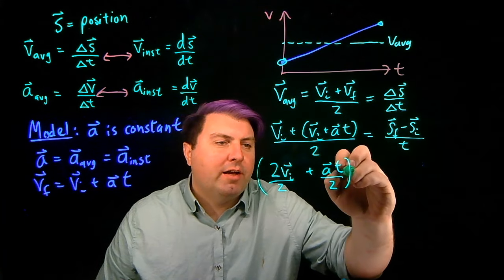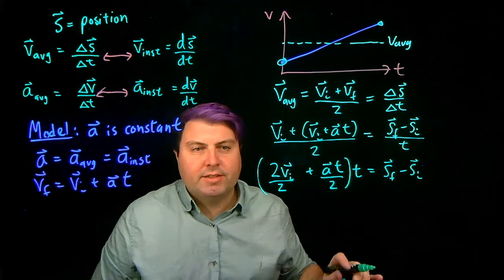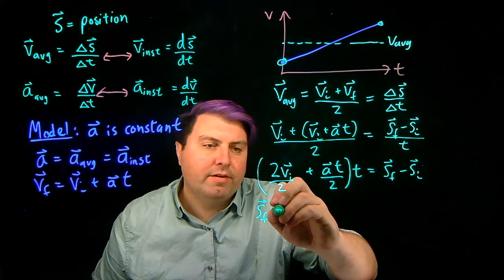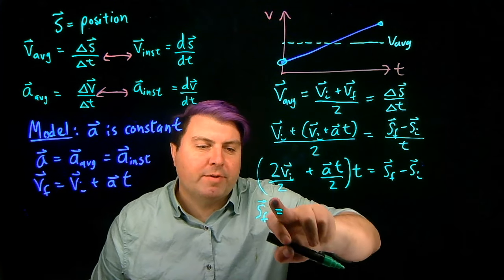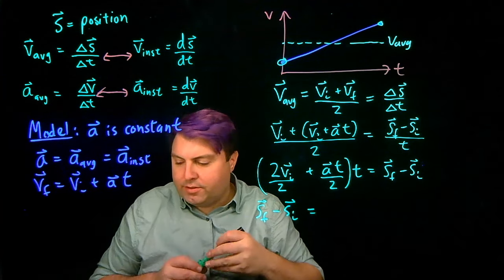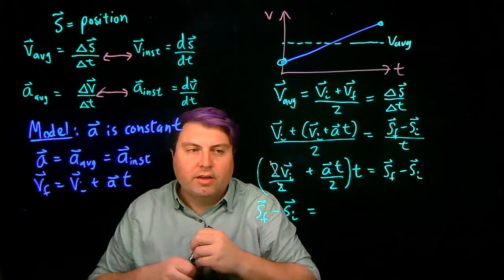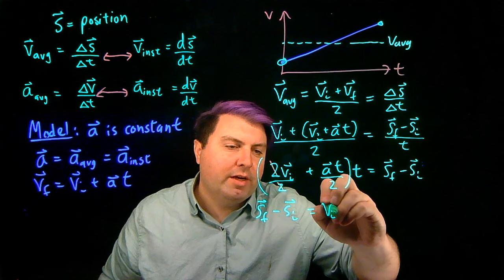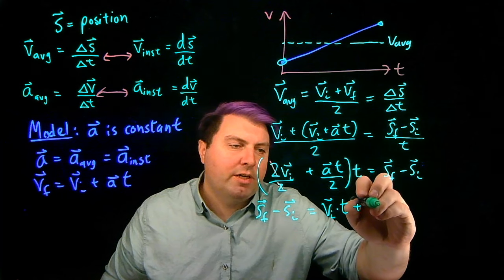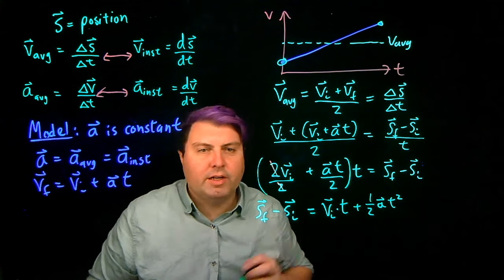And then we can multiply all of this by time, and then we get s_f minus s_i. Flipping these two over, we have s_f minus s_i. These twos, as we might expect, do a nice little job of canceling. And then distributing this t, we would get V_i times t. A times t gives us a t squared, and that divided by 2, we usually write as 1/2.